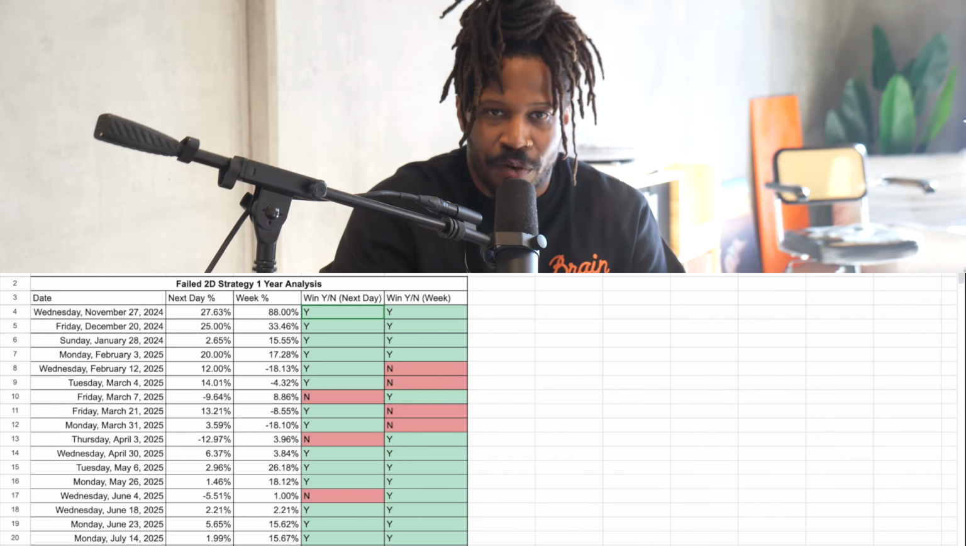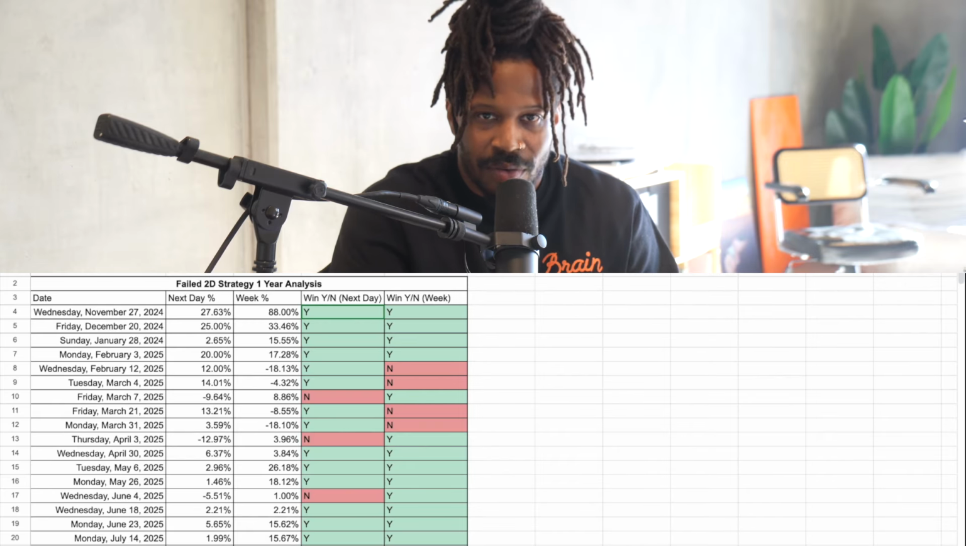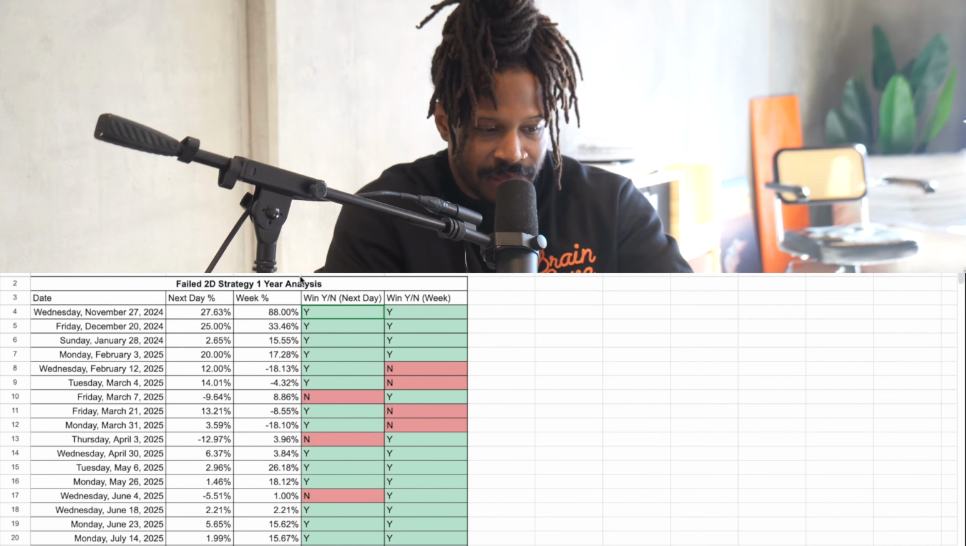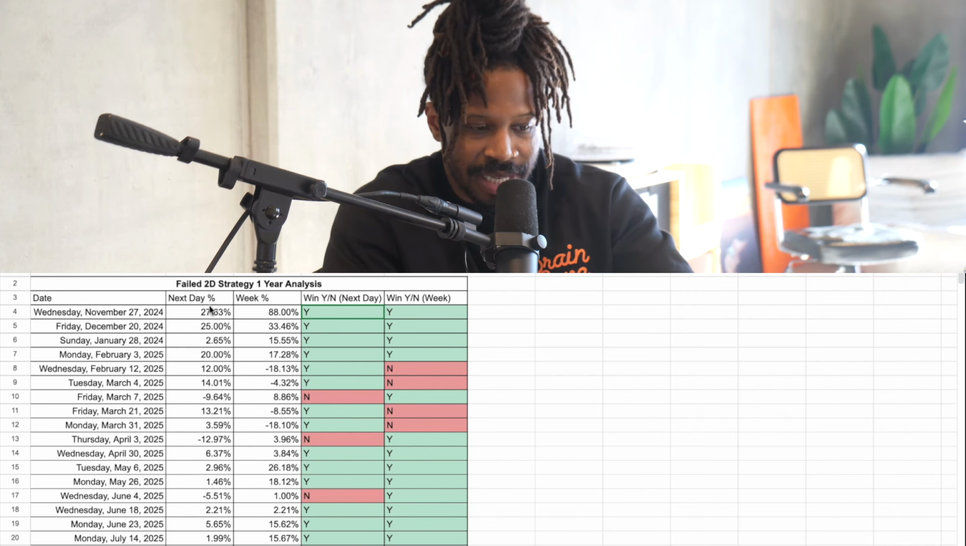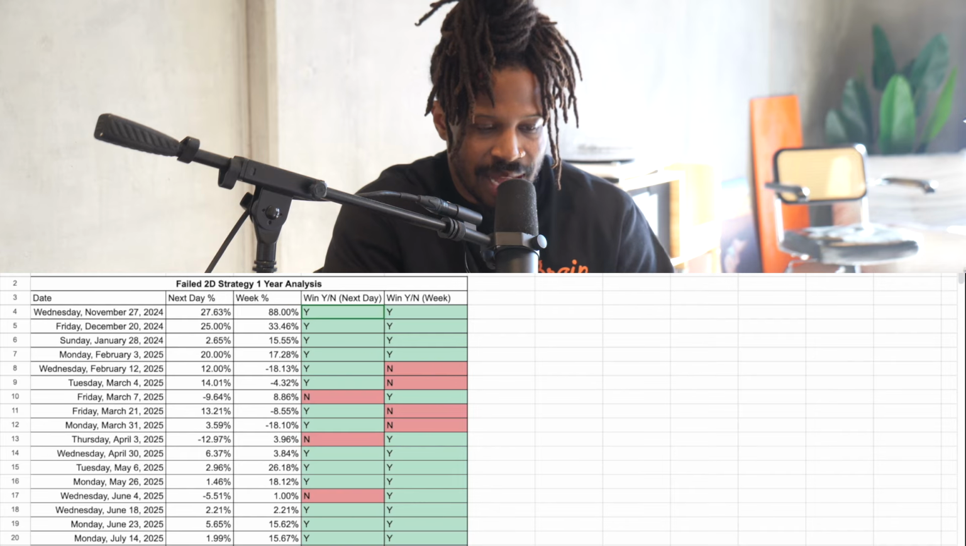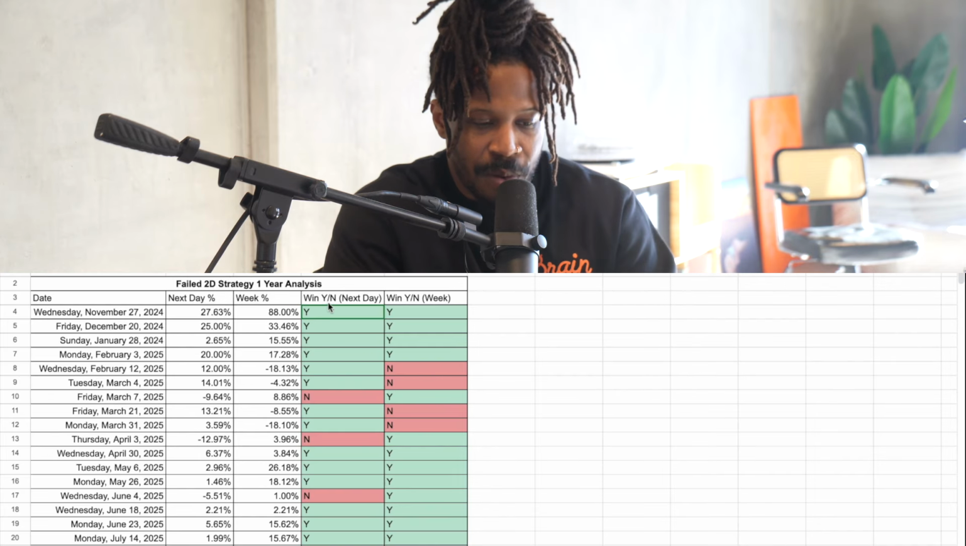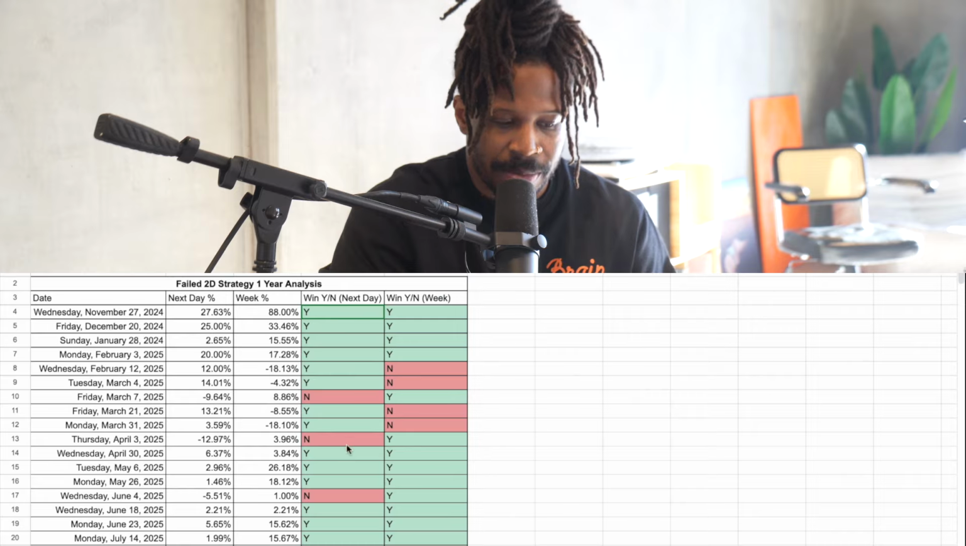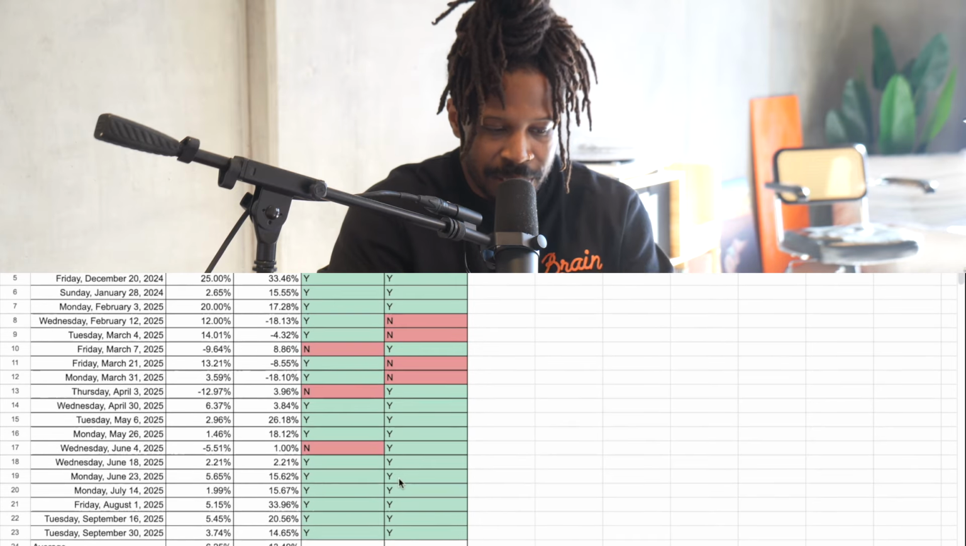And you can use it the same way if there's an irrational drop, right? So have your date. Then in the next column, show the percentage that it moved, right? Show the percentage that it moved on a week in the next column. Show whether or not it won on the day or not. This is how you're going to be able to get your probability. This is a simple equation.